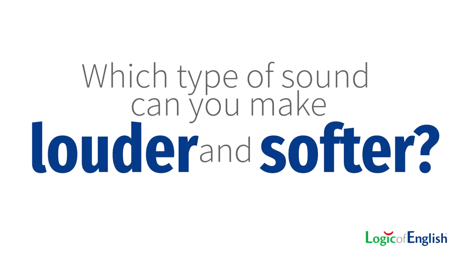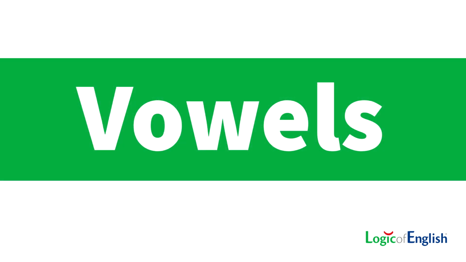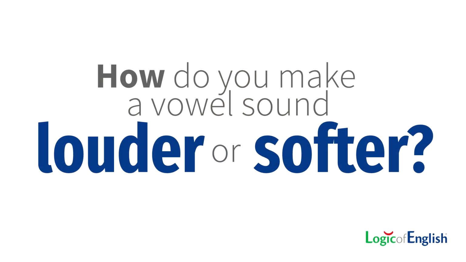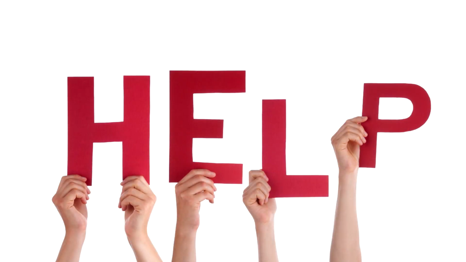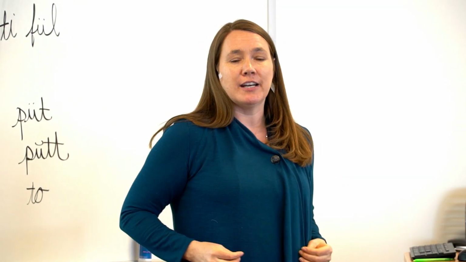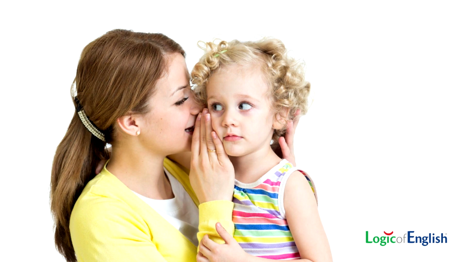But what type of sound can you make louder and softer? A vowel, yeah. So vowels can be made louder and softer. And do you know how you make a vowel sound louder or softer? So let's do a little experiment. If you say the word help and start by whispering it, just feel what your mouth does, and then get louder and louder till you're shouting it. Help, help, help, help. How do you get louder? You open your mouth larger. So when we say a sound louder, we open our mouths bigger. And when we say a sound softer, we open our mouths very little.